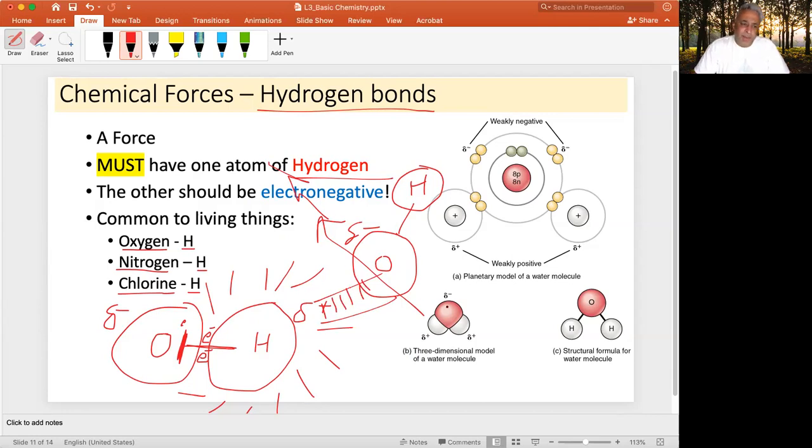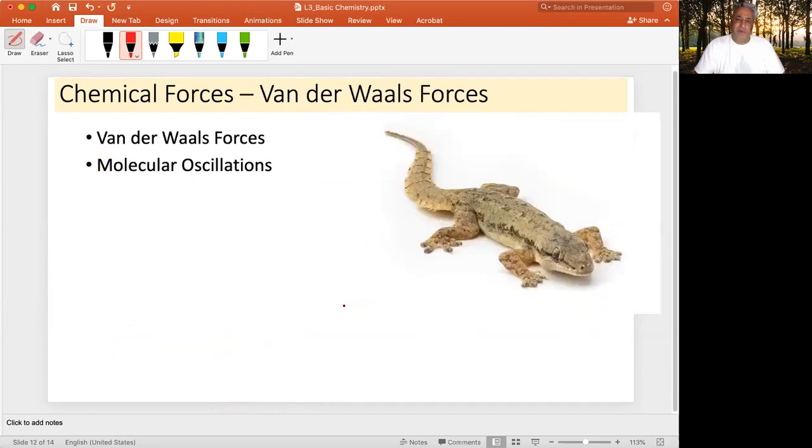And this molecule here may be deviated ever so slightly because of this hydrogen bond, because of the attraction. We'll talk more about hydrogen bonds in a worksheet. Let's move on to van der Waals forces, my favorite.